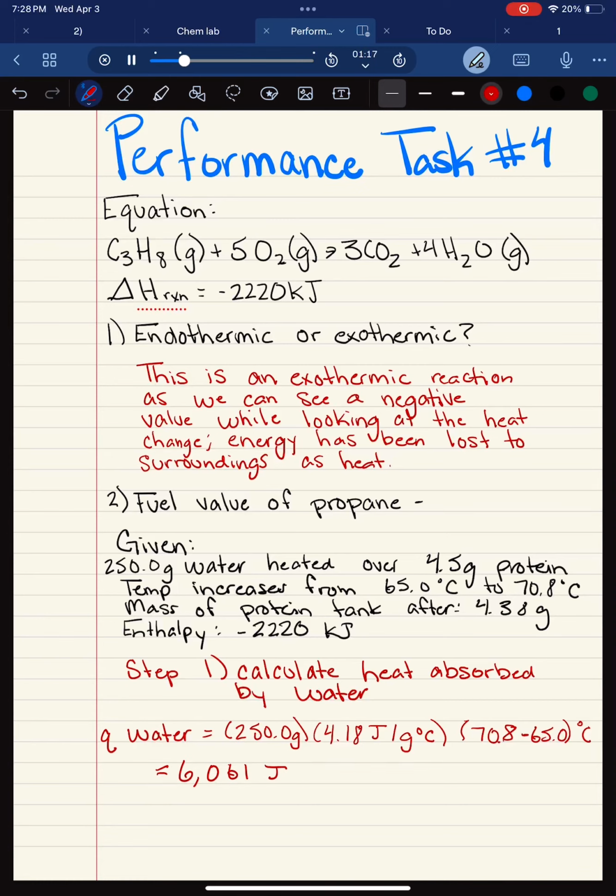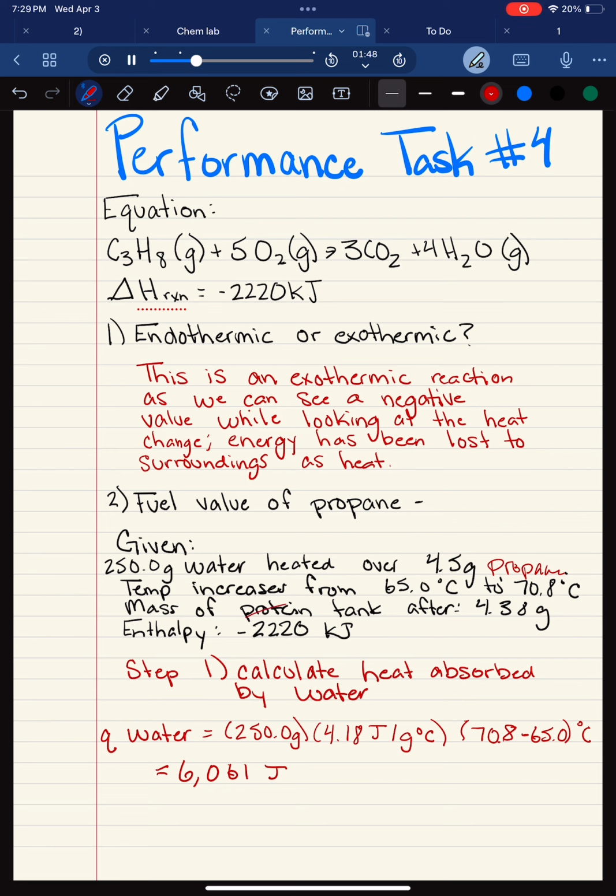The first thing we're going to be looking at with our given equation is whether it is endothermic or exothermic. We can look at the fact that we have negative 2,220 kilojoules. That's going to tell us our reaction is exothermic, as it's a negative number and heat has been lost to the surroundings. And then the fuel value of propane is what we're going to be looking at next.